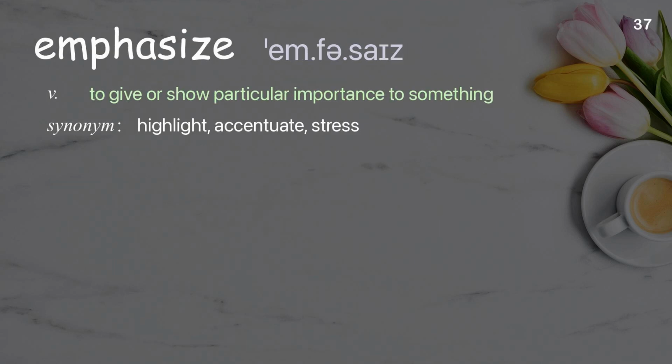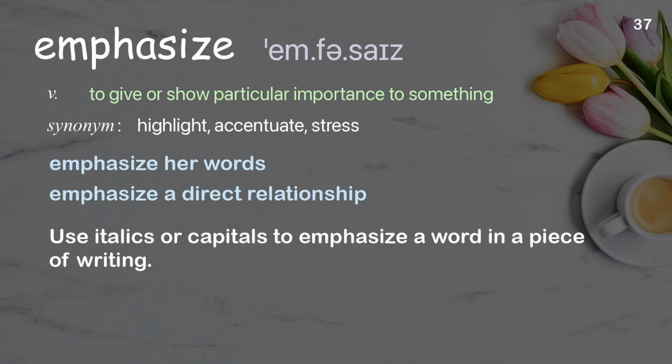Complexity. The state or quality of being complicated or intricate and difficult to understand. Examples: cognitive complexity. Complexity theory. The project's complexity made it difficult for the team to complete it on time.